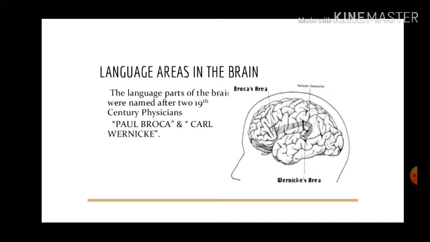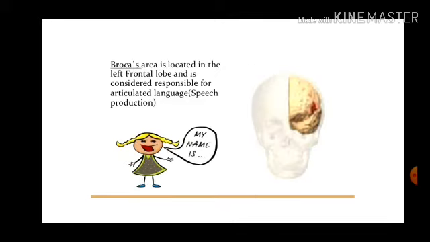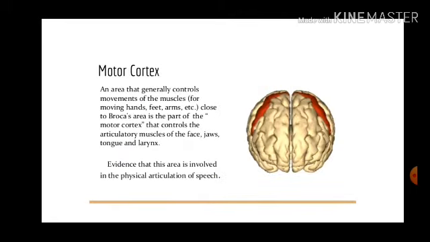Language areas in the brain. There are two parts of the brain, that is Broca's area and Wernicke's area. Broca's area is located in the left frontal lobe and is considered responsible for articulate language, or speech production. And the motor cortex is an area that generally controls movement of the muscles. Close to Broca's area is the part of the motor cortex that controls the articulatory muscles of the face, jaws, tongue, and larynx.